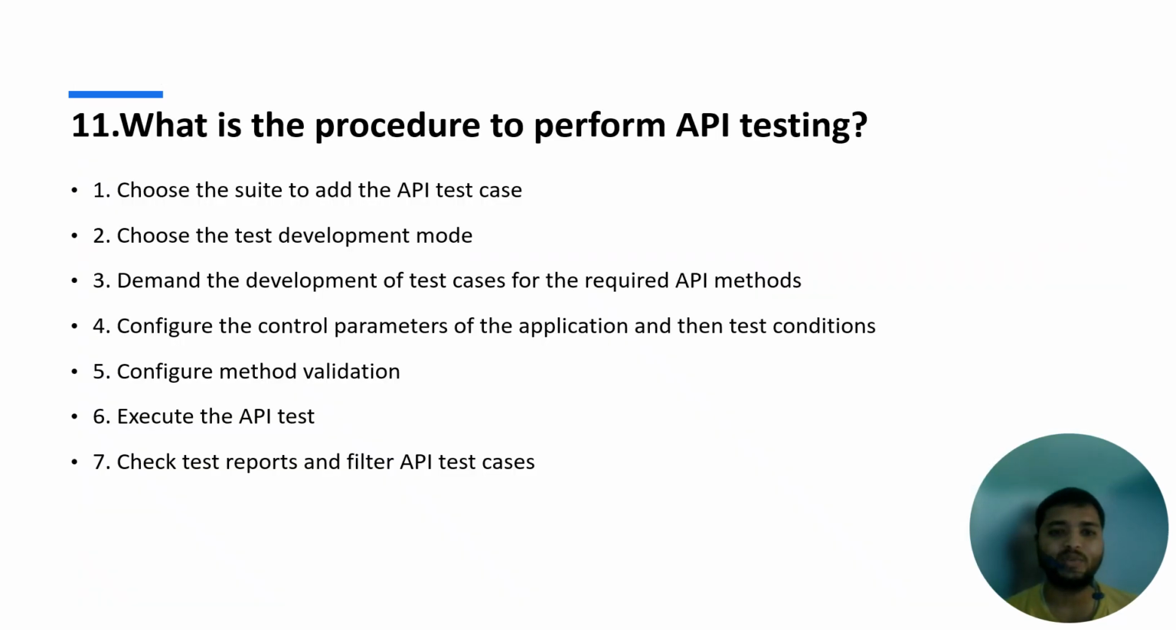What is the procedure to perform API testing? Choose the suite to add the API test cases, choose the test development mode, and proceed with the development of test cases for the required API methods. Configure the control parameters of the application, and then the test conditions. Configure method validation. Execute the API test. Check the report and filter API test cases.